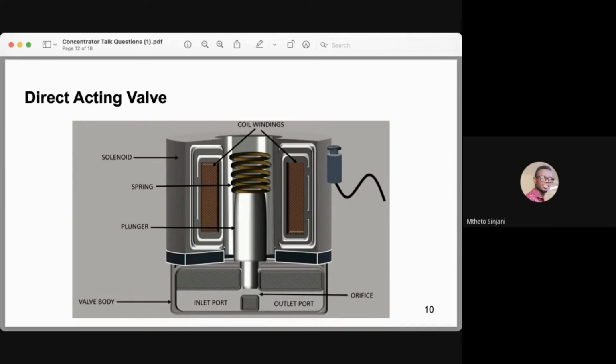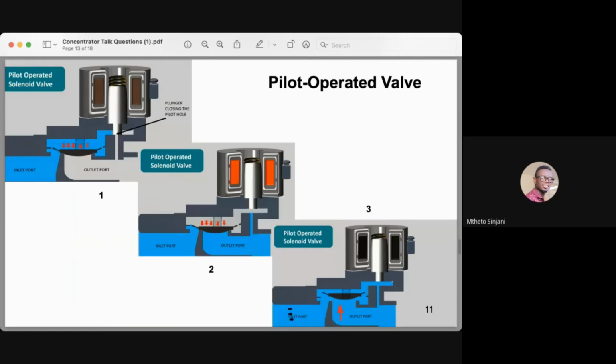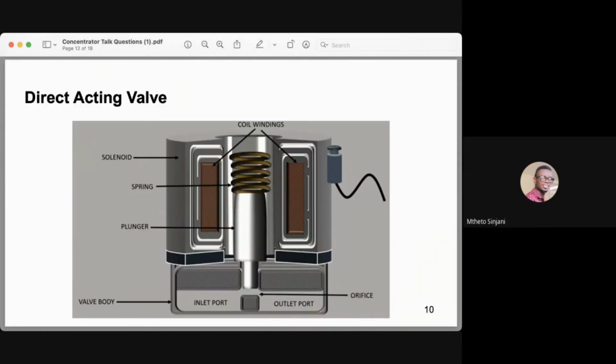The second one is the pilot operated solenoid valve. This is our main focus. If you could go to the previous slide. The main difference is that direct acting solenoid valves have a direct connection with the opening and closing armature, whereas pilot operated valves use process fluid to assist in piloting the operation of the valves.